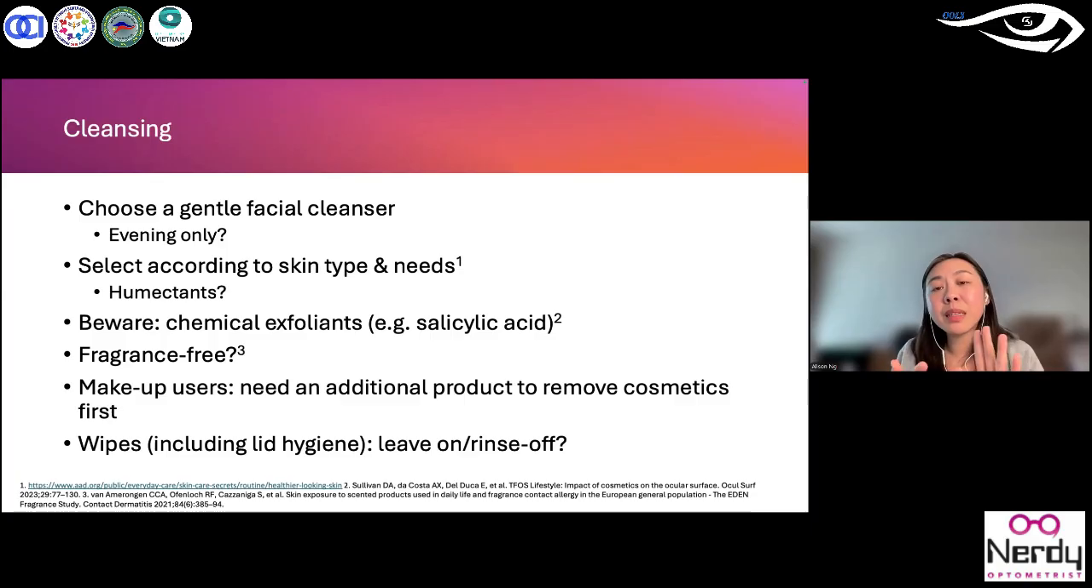And that's because some of these wipes have quite heavy surfactants on them that if they're left on the skin for too long, you can end up, for some patients, getting an allergic contact dermatitis response in the long run. So just make sure that you are advising your patients appropriately and be familiar with the products that you are recommending to your patients.